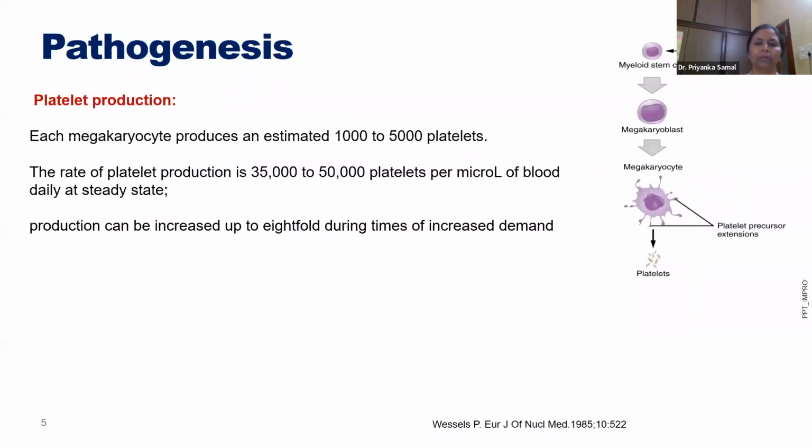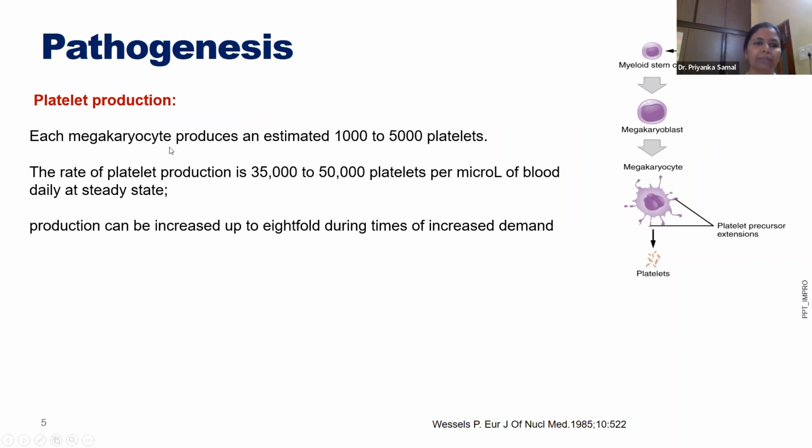So starting at how this platelet production occurs, then we will know how the destruction occurs, as a result of which there is either less production or increased destruction resulting in thrombocytopenia or the low platelet count. So as we are aware, from the myeloid stem cell, the megakaryoblast arise, and then they differentiate further and proliferate further to produce megakaryocytes. And from the megakaryocytes, the platelets are derived.